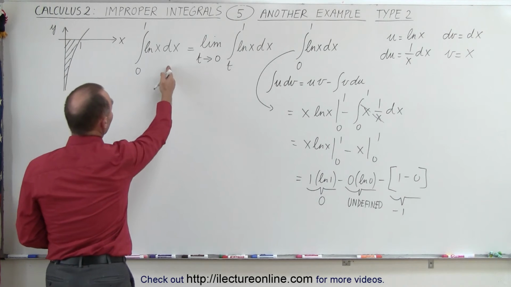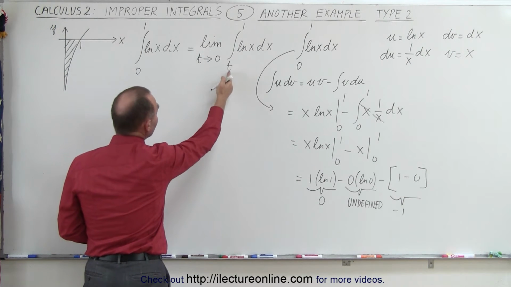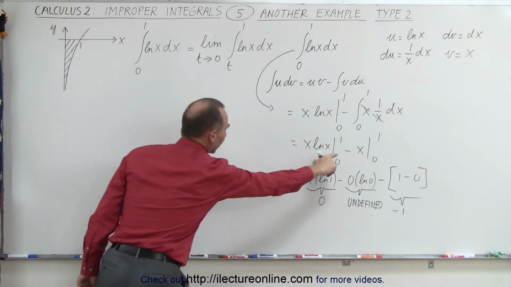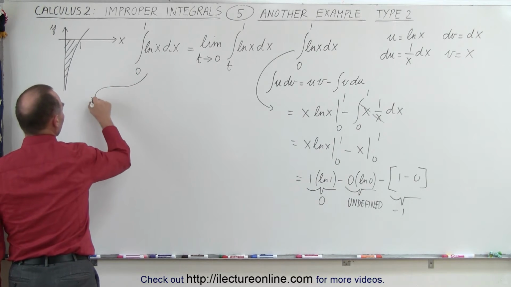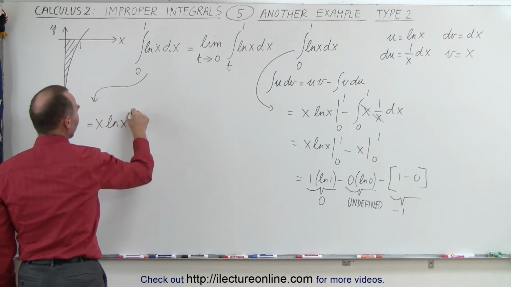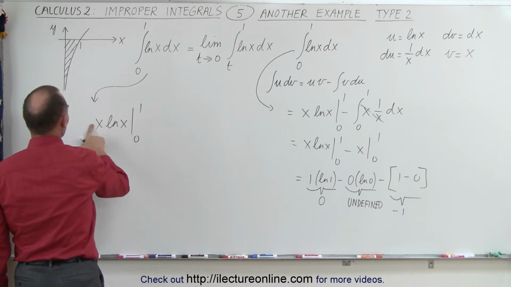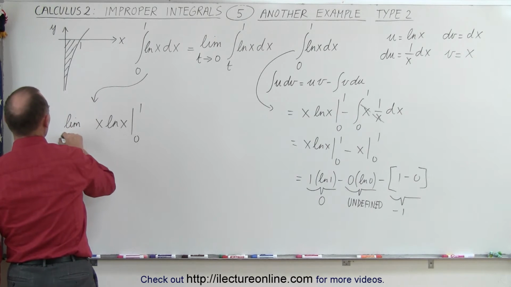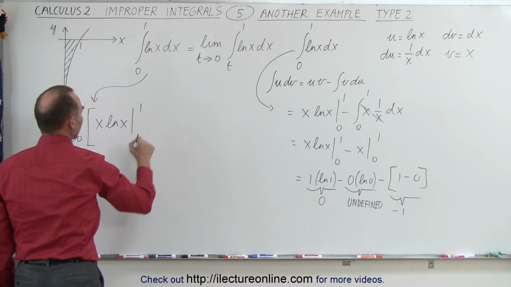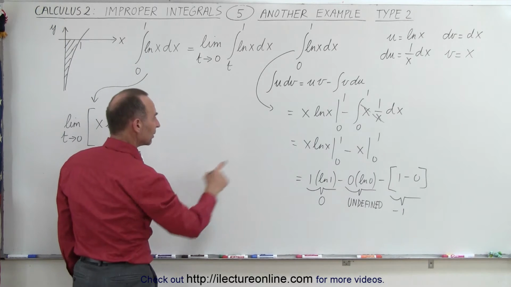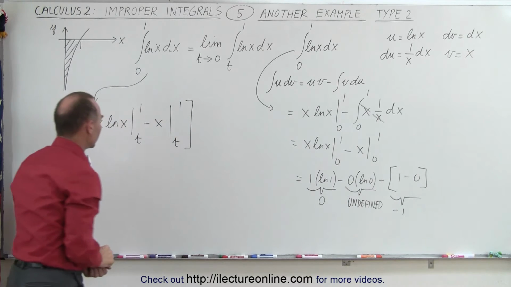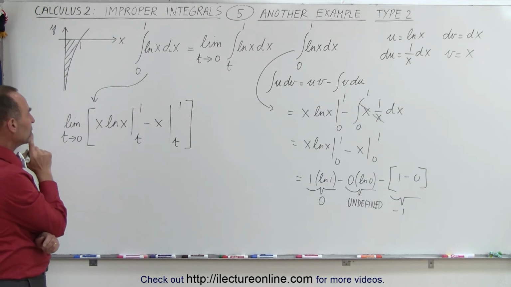And so we're going to do it the proper way by putting in the limit t as t approaches 0. So we're going to get the very same result as we have here. So this integral now becomes equal to x times the natural log of x, evaluated from 0 to 1. And of course, we have to plug in the limit. The limit as t goes to 0 of, and instead of 0, we're going to use t. And let's see here, then it gives us minus x evaluated from t to 1. Okay, what should we do next?